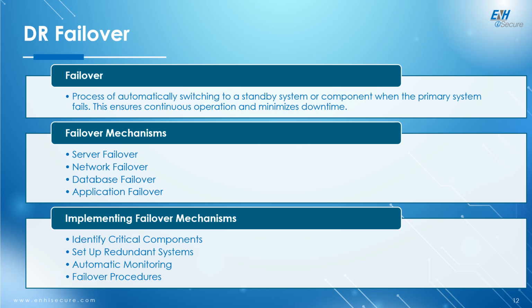And what are all the failure mechanisms? So a server failure, a network failure, a database failure, or application failure. How do we implement failover mechanisms? So identify critical components, set up redundant systems, automatic monitoring, and the failover procedures.